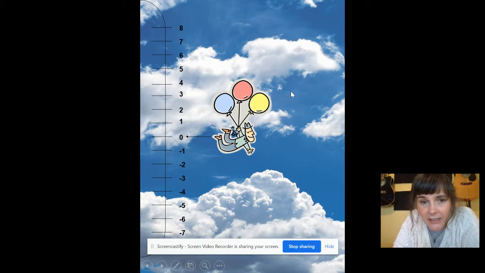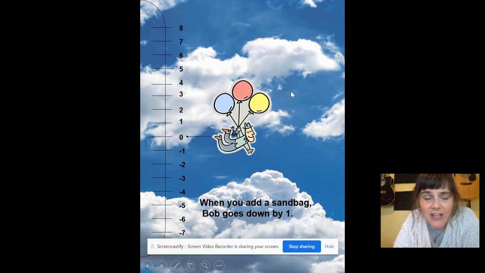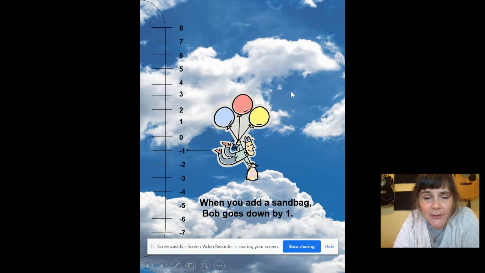There's also something that can move Bob, and that is a sandbag. Now, sandbags, as you know, are super duper heavy. So when he grabs onto a sandbag, whoa, he goes down. So that's kind of like saying 0 plus negative 1 is negative 1.